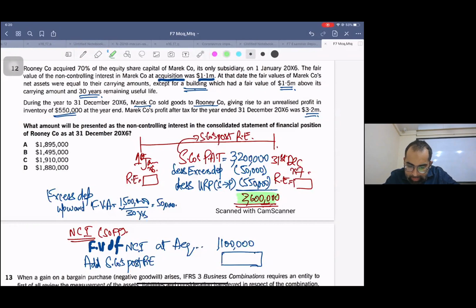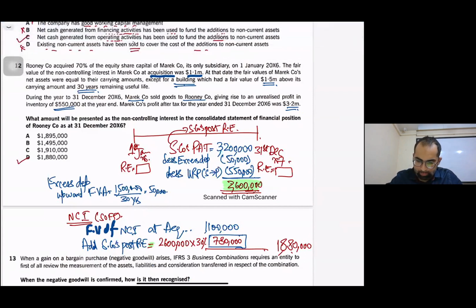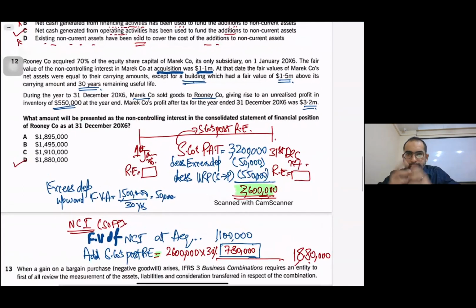Now, this is the very famous formula of NCI. Fair value of NCI at acquisition, add S company's post profits multiplied by the NCI holding percentage. In this question, our holding percentage is 70%, so NCI is at 30%. So 2600 times 30% is how much? 2600 times 30% is 780,000. Thank you. Now, can anybody tell me what is the total? 1880. Yes, 1,880,000 is the NCI for the statement of financial position. I hope you guys got it.